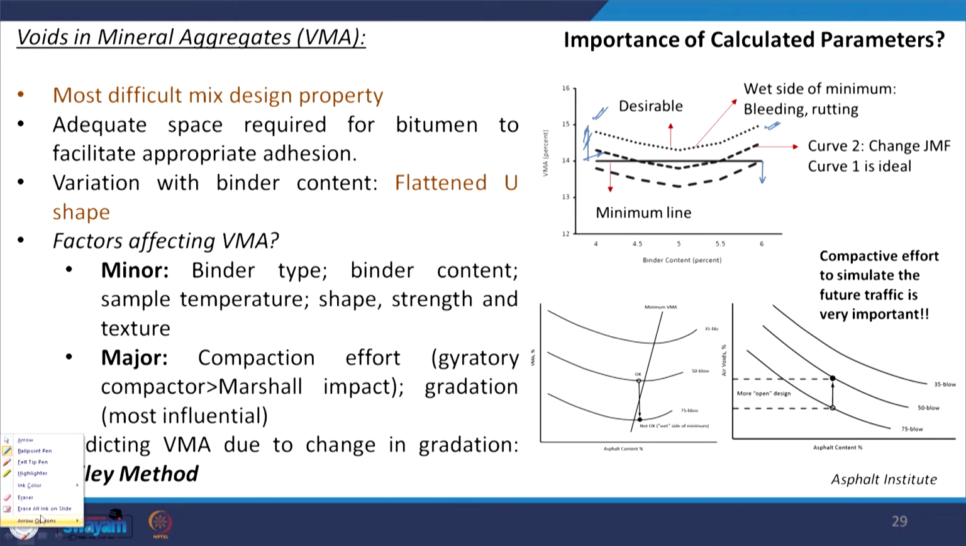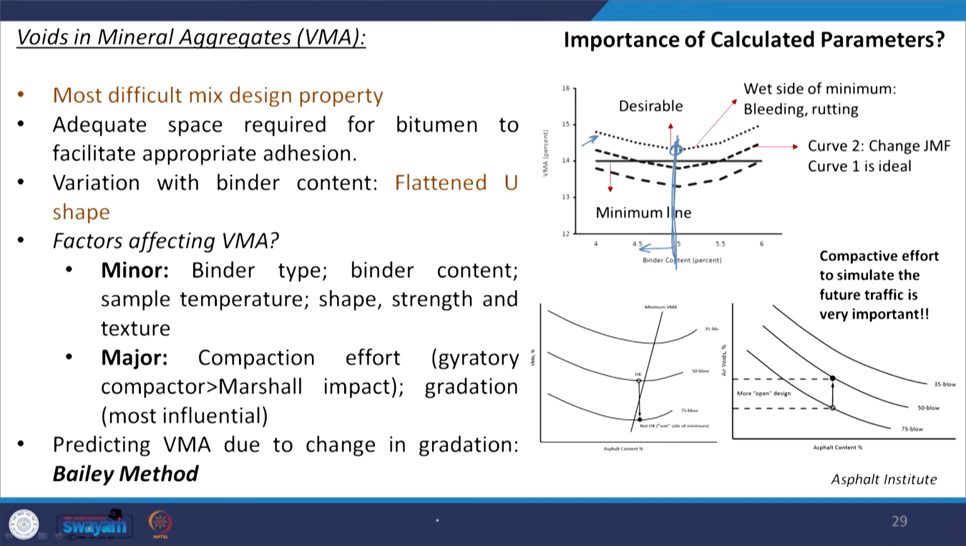But we have to understand that this is one of the critical parts, and I will explain why it is critical and why I am stressing so much on VMA, because the change in VMA or the control over VMA can actually control the performance of the mixture. Even though I say that curve 1 is the most desirable curve, we should choose the optimum binder content on the dry side of the minimum. Let us say this is the minimum value; we should choose our optimum binder content on the dry side of the minimum.